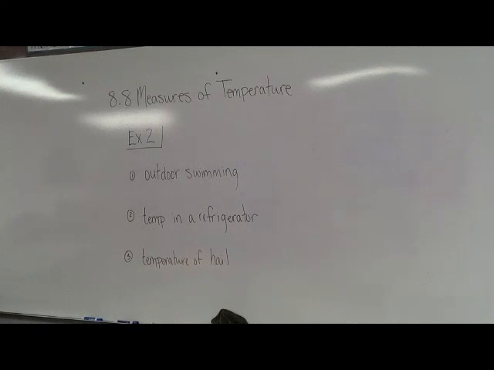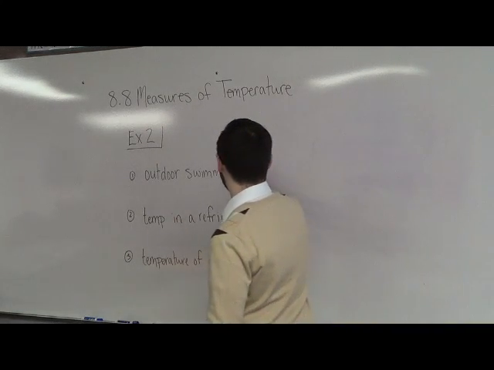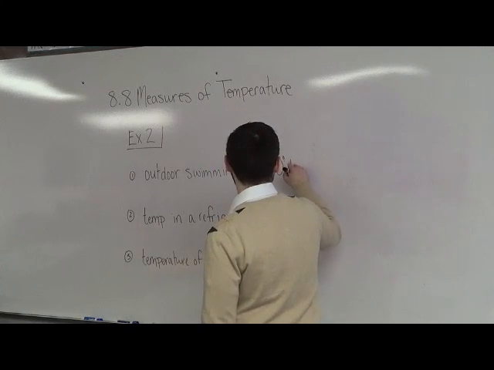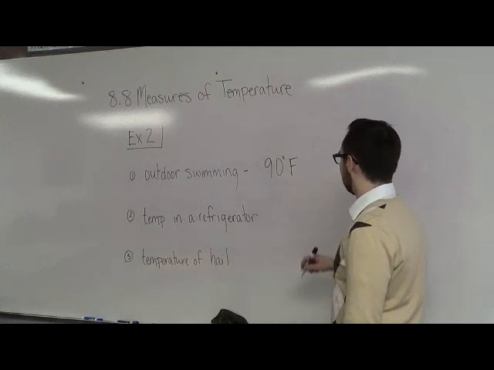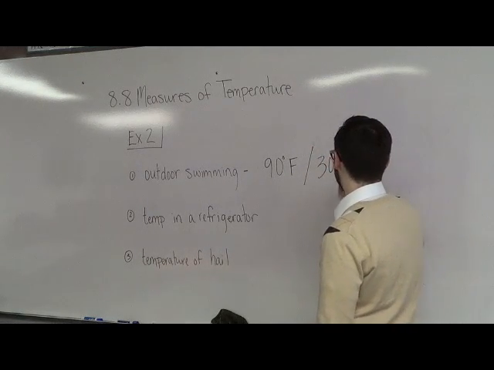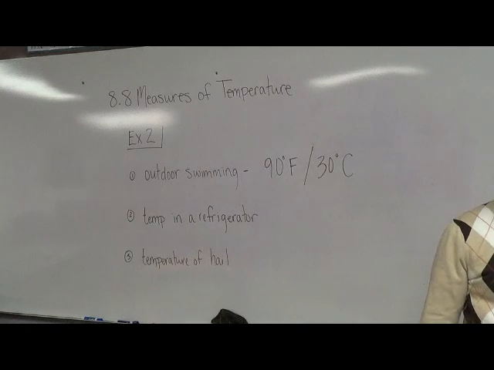For outdoor swimming, you don't want it to be too cold out when you go. You don't want to go when it's 50 degrees, but then you don't want it to be too hot either, so you get scorched. So I would say for degrees Fahrenheit, maybe anywhere from 85 to 90 degrees Fahrenheit for that, which would be approximately 30 degrees Celsius. So that might be a good reasonable estimate for that.